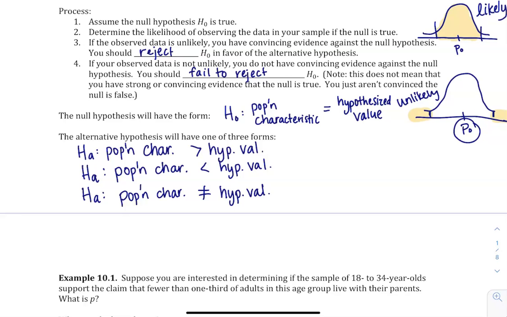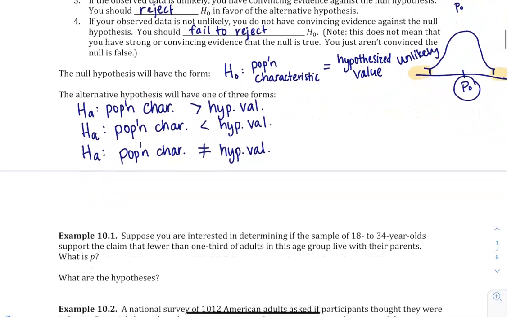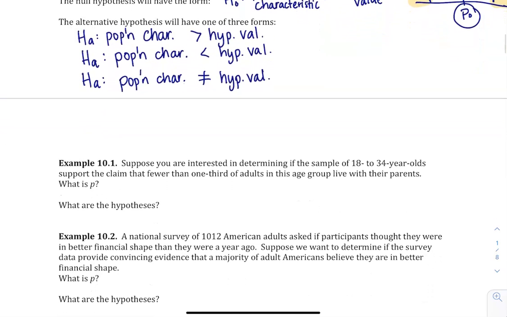So let's take a look at example 10. Here we're interested in determining if the sample of 18 to 34-year-olds supports the claim that fewer than 1/3 of adults in this age group live with their parents. So what are we looking for? What is p? What is the population characteristic that we want to know? Well, we want to know the proportion of 18 to 34-year-olds who live with their parents.